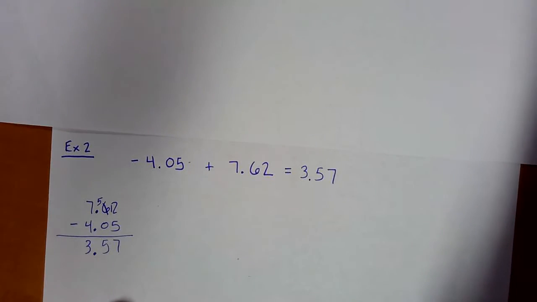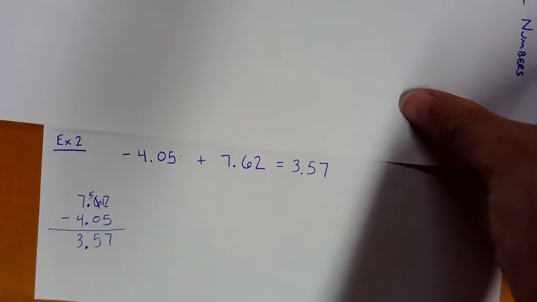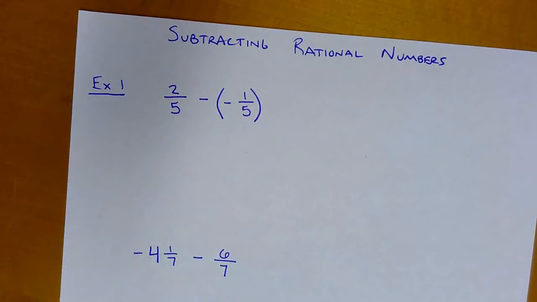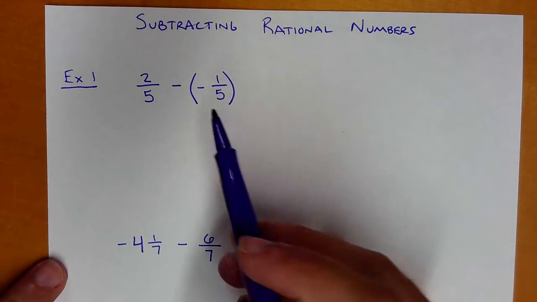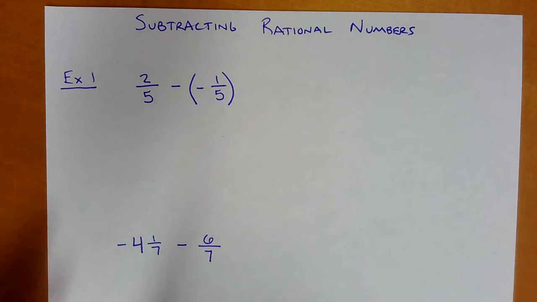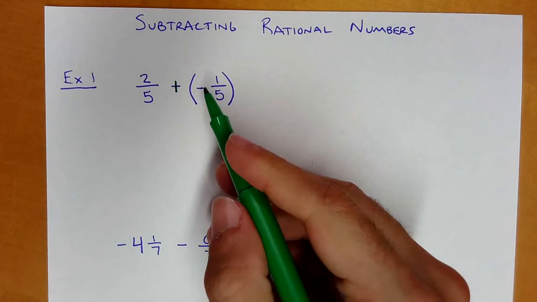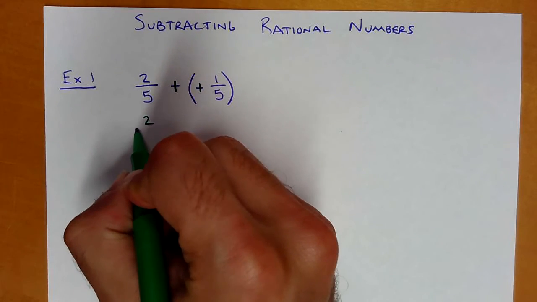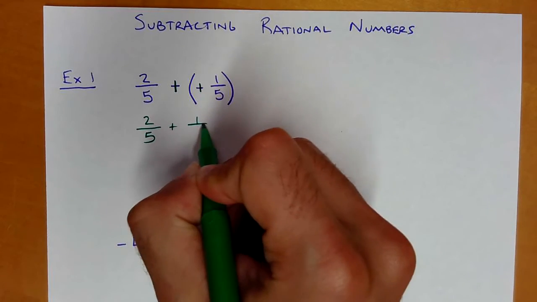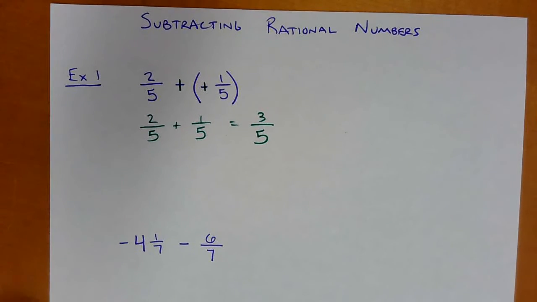If we subtract rational numbers, we're going to follow the same rules for integers and fractions that we have. So now we'll take a look at subtracting rational numbers. 2/5 take away negative 1/5. First thing I'm going to do is change this to add the opposite. So the opposite of negative 1/5 is positive 1/5. Now I'm left with 2/5 plus 1/5, and that leaves me with 3/5.